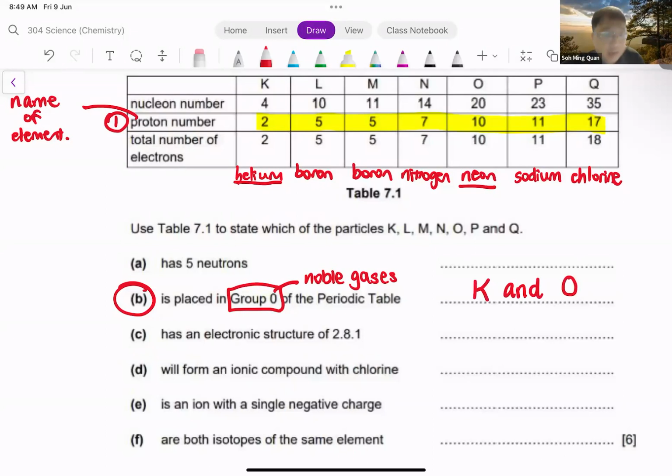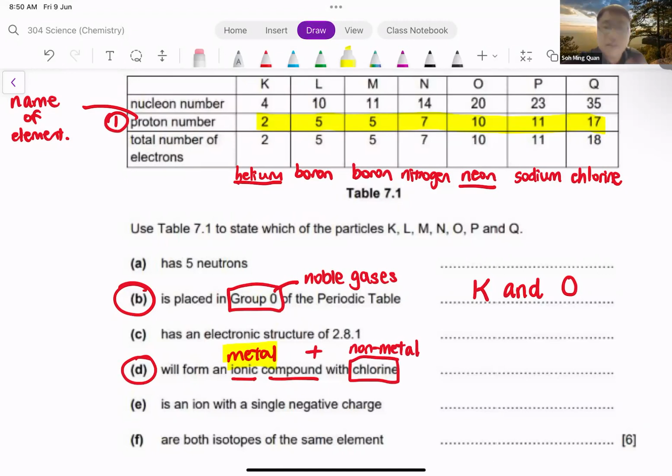Next, let's look at part D. It will form an ionic compound with chlorine. This means that it cannot be chlorine itself. Chlorine doesn't form an ionic compound with chlorine, right? Chlorine is a non-metal. So to form an ionic compound, it means you need a metal. So you have to choose a metal from your list, because only metals can react with non-metals to form ionic compounds.